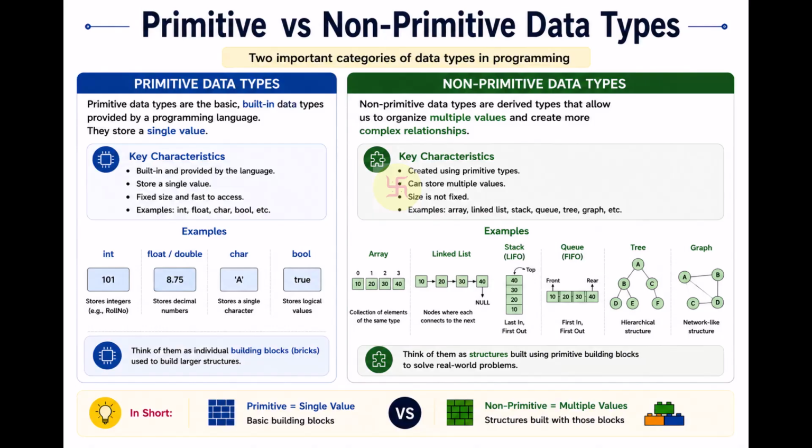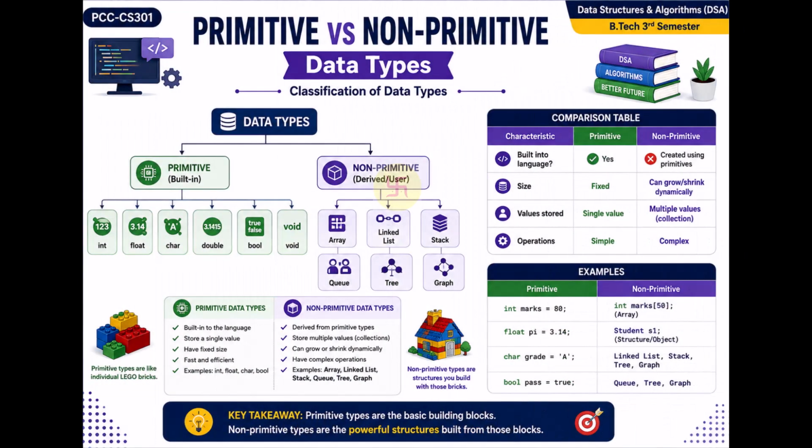A data type tells the computer what kind of value we want to store and what operations can be performed on that value. For example, if we want to store a student's roll number, we can use an int. For decimal values, we use float or double. For a single character, we use char, and for true or false, we use boolean.